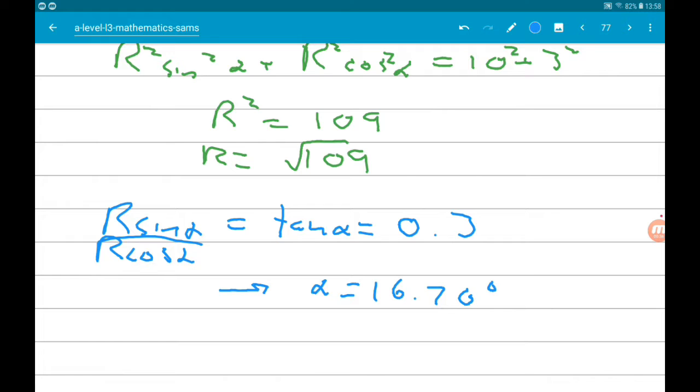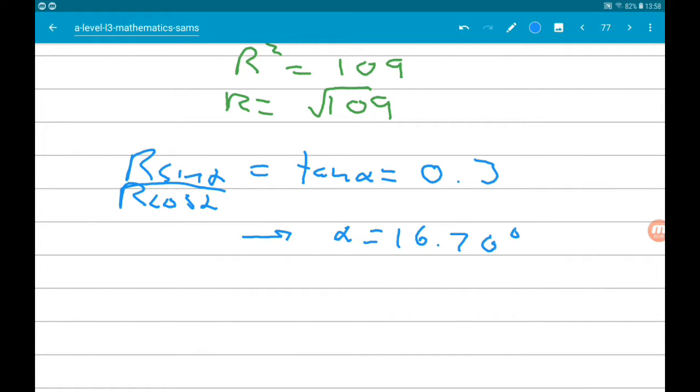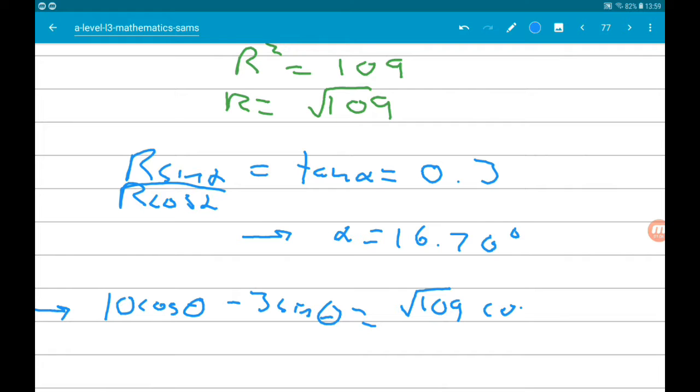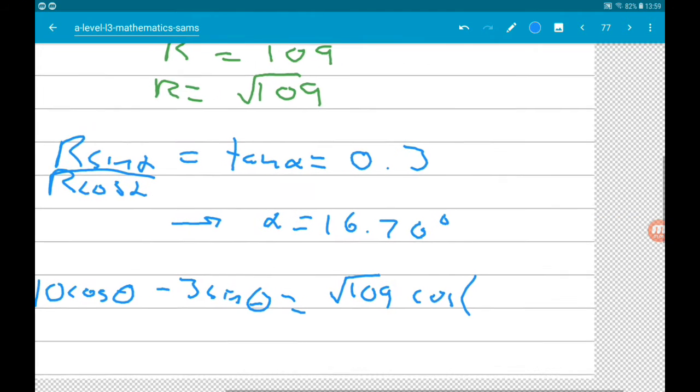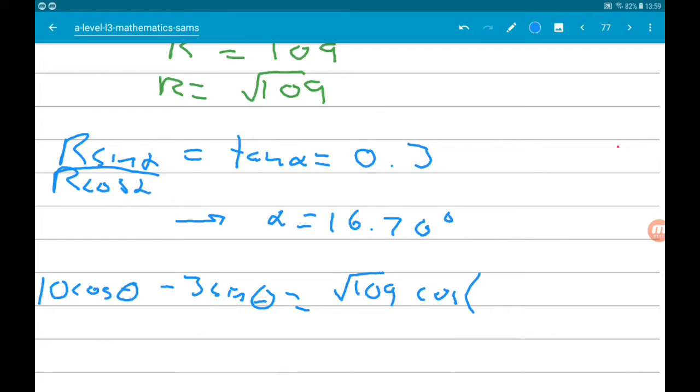Therefore then, 10 cos theta minus 3 sine theta is equal to root 109 cos of theta add 16.70.